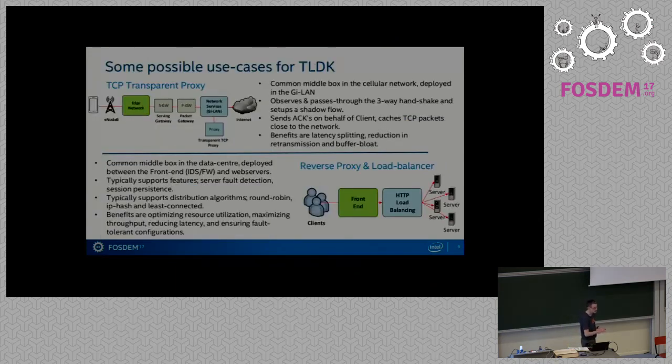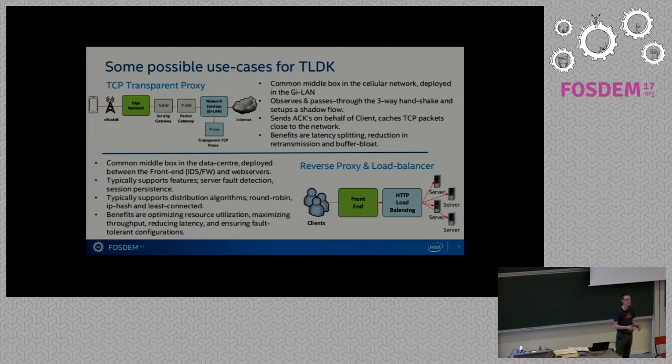Okay. So some of the use cases that we're aiming for. DPDK workloads are typically proven out first on network nodes, and hopefully TLDK won't be any exception to this. So we're going to start off at TCP aggregation points in the network, and there's two I find interesting. The first one is transparent proxies. And transparent proxies are pretty widely deployed in the cellular network.